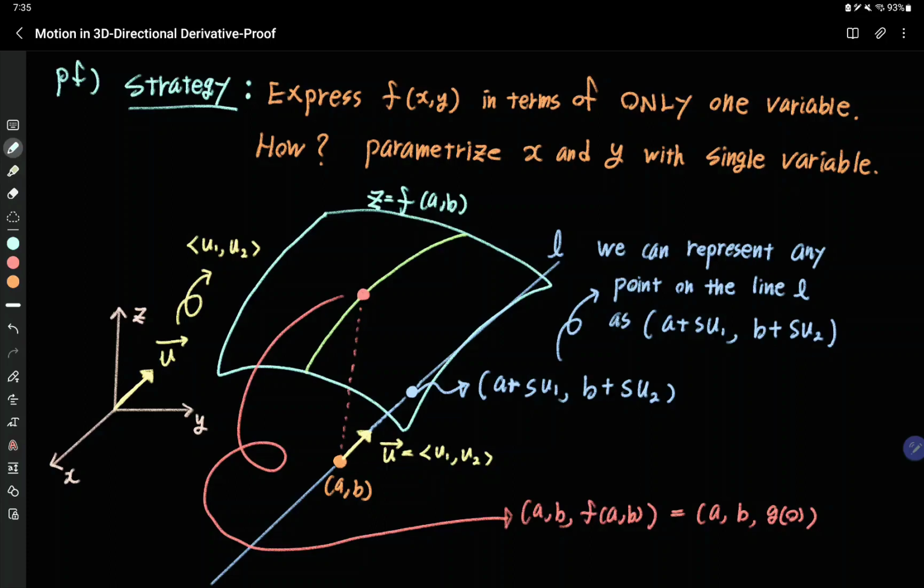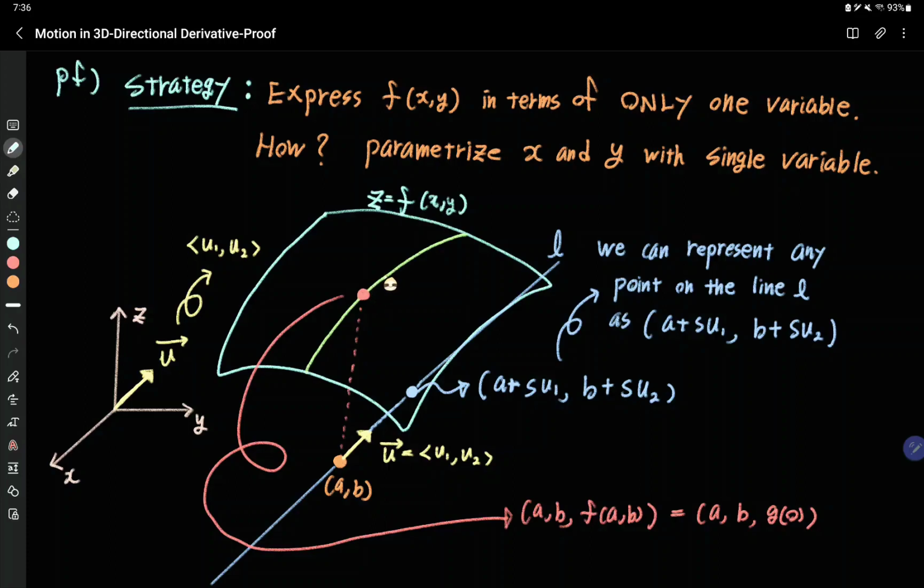Now for that point, the z value must be f of (a, b). That's just a typo. Just f of (x, y), not (a, b). I'm sorry. It's going to be x, and this is y. Sorry. All right, so this is f of (a, b). That's the z value.